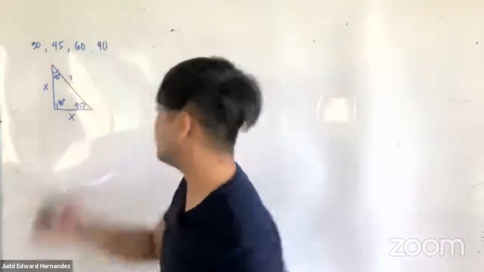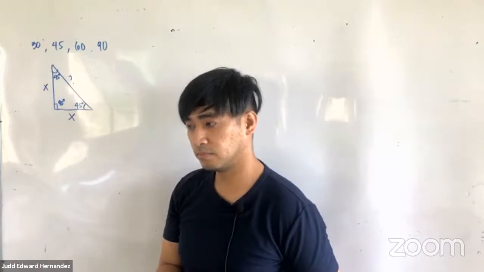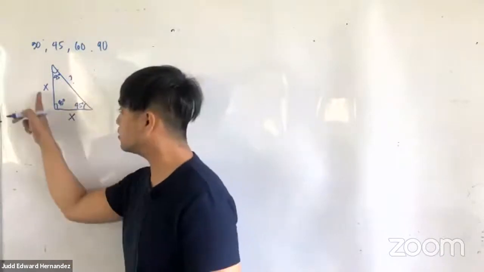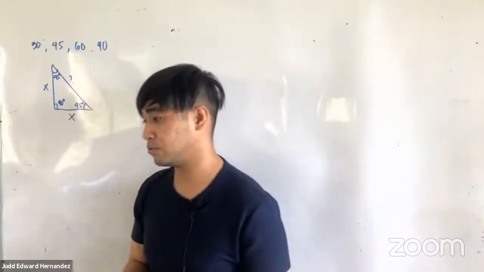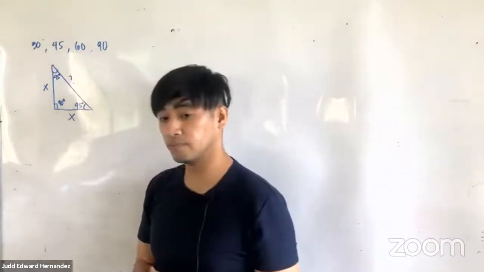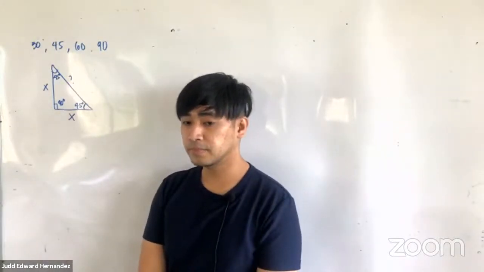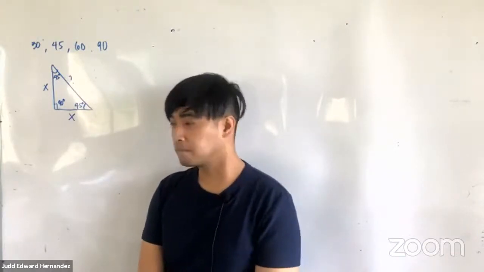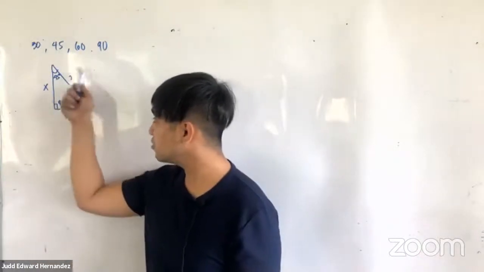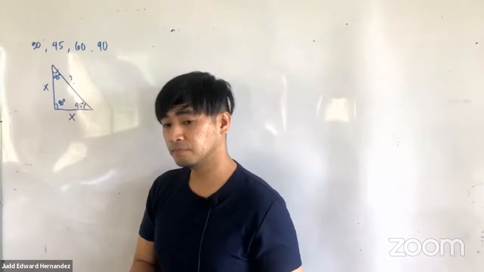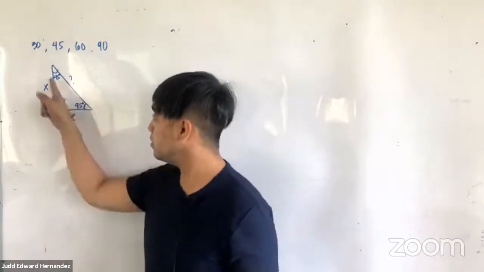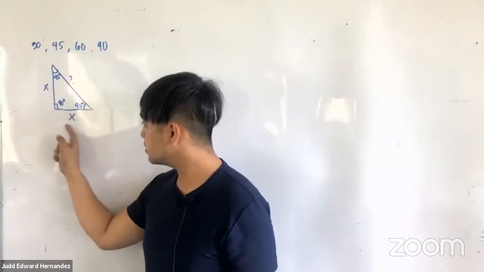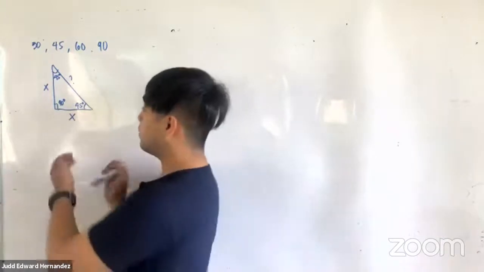What is now the measure of the hypotenuse? Sige nga. What is the measure of the hypotenuse? If this is x, this is also x. What is the measure of the hypotenuse? This is x, this is x. Ano daw yung length ng hypotenuse niya? Remember, kapag ganito, titingnan mo palagi yung angle. If that is the angle, that is angle 45. Ito dapat yung side niya.